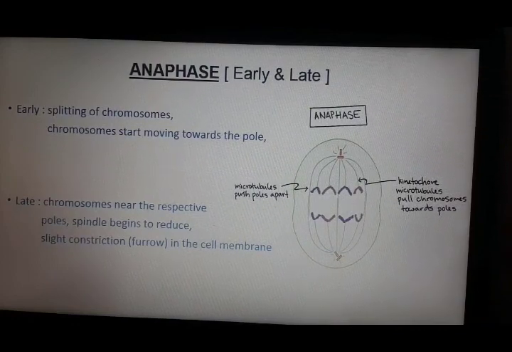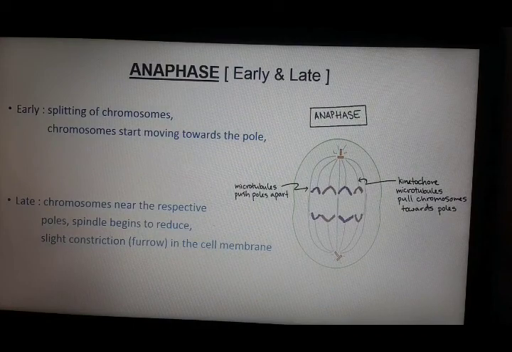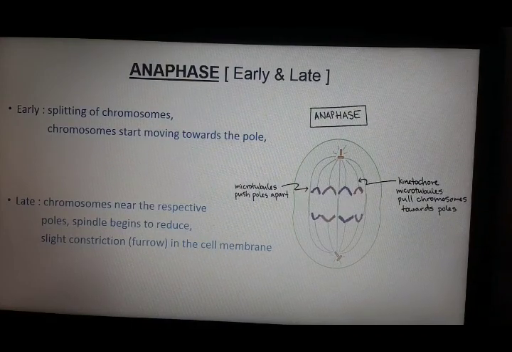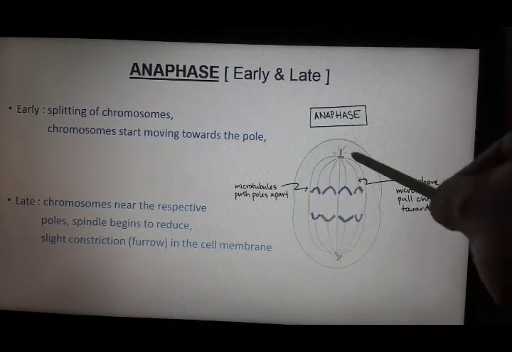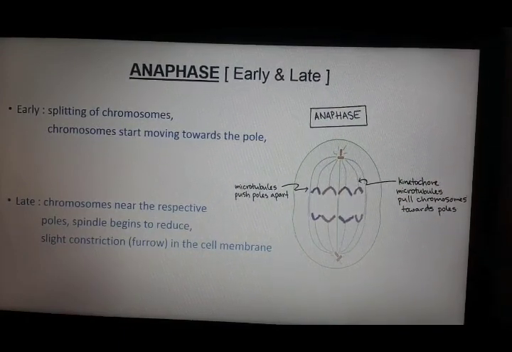Anaphase, the shortest phase I should say, has an early and a late stage. That means when it begins, it is early. When it is about to get over, it is late. As of now, the diagram that you can see is early anaphase, right? Let us discuss what the features are here.